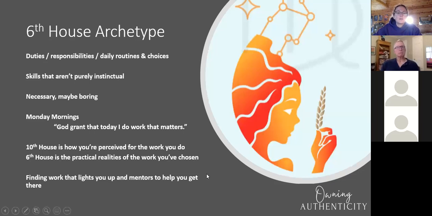Okay, so the 6th house, that's where Virgo lives, since it's the 6th zodiac sign. It represents duties and responsibilities, is most often what you hear. I think that boils down, though, into daily routines and choices. So the way that you get out of bed in the morning, what do you do first? What do you do second? What does your day consist of on a regular basis? That's a 6th house, the choices that you're making kind of situation.